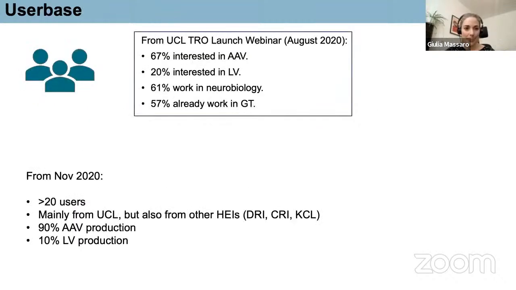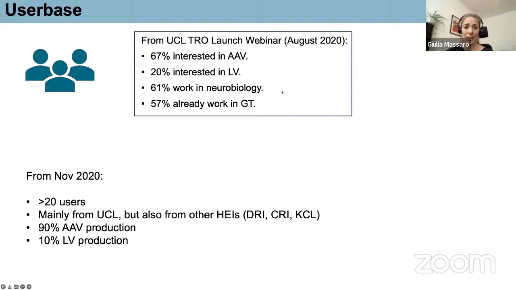In terms of user base, I pulled out these numbers from the launch webinar that the UCL Translational Office offered in August 2020 to promote the facility. Mainly people were interested, as you can see here, in AAV gene therapy.